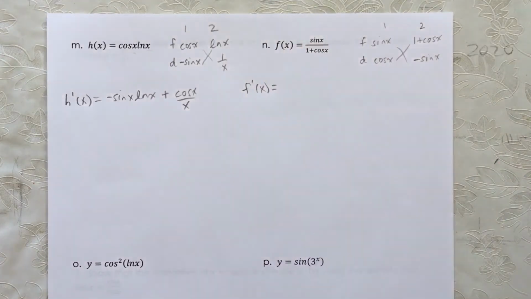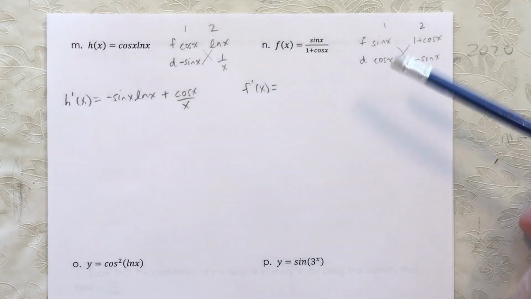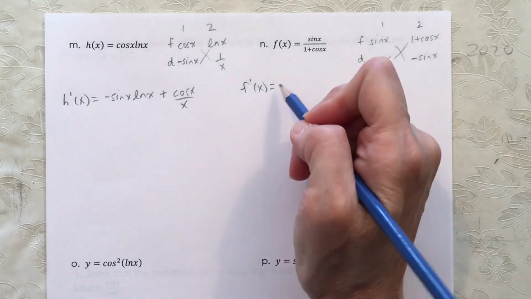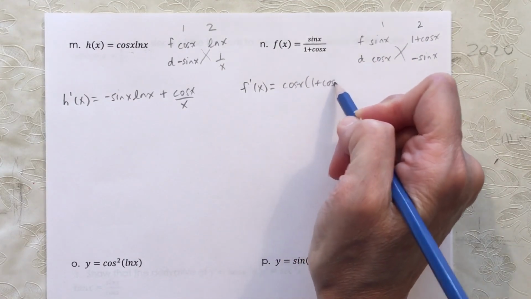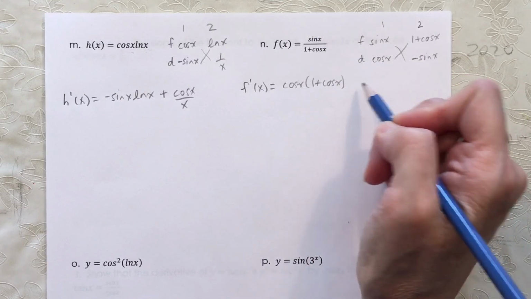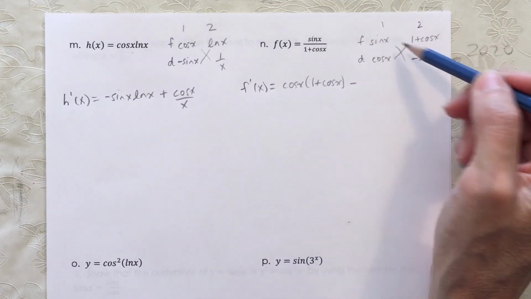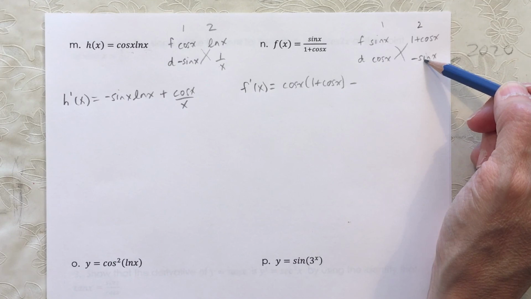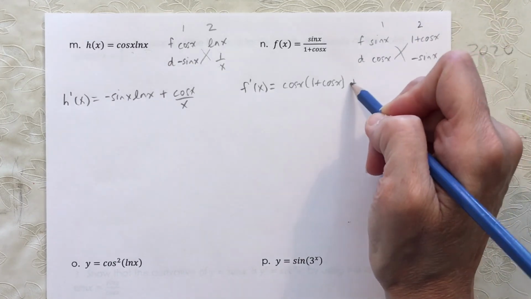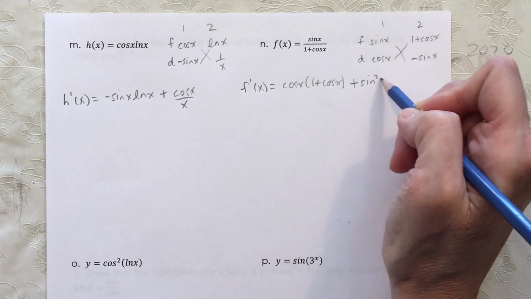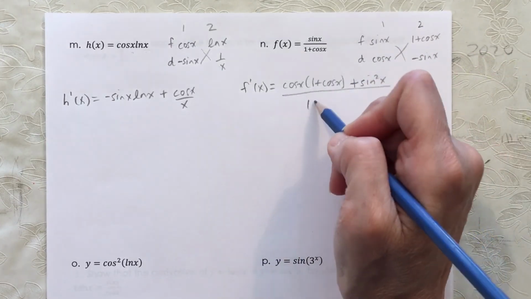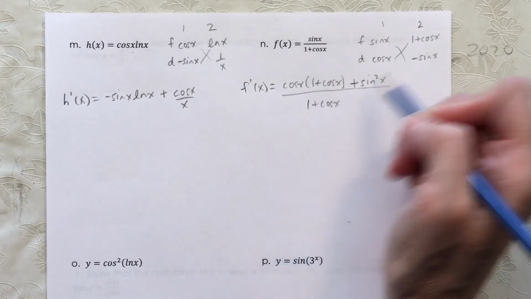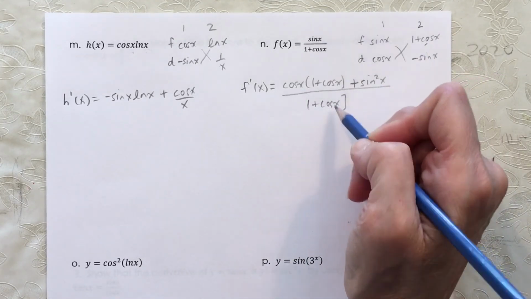So using the quotient rule here, derivative of the first times the second, so that's going to be cos of x times 1 plus cos of x, minus sine of x times negative sine of x. So that's going to be minus negative sine squared x, which will make it plus sine squared x, over 1 plus cos x, so the second all squared.